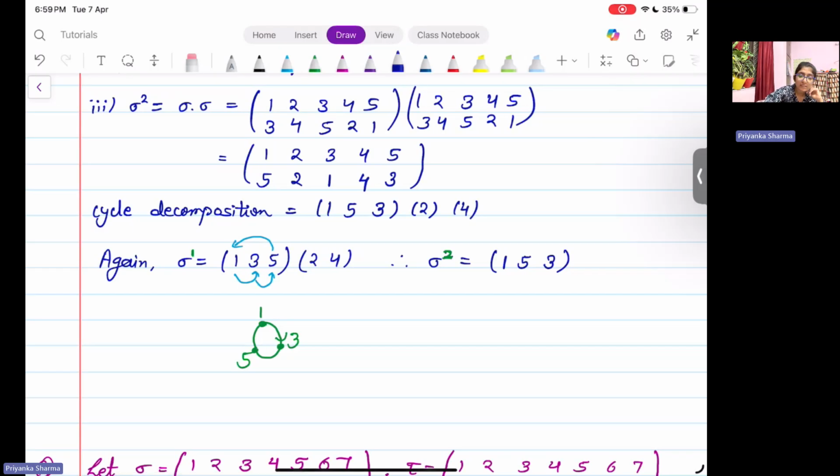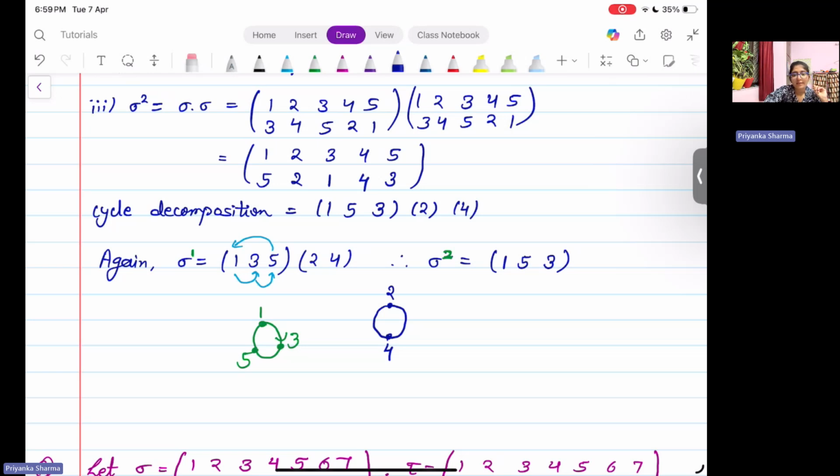Now what about this cycle, 2, 4? Here, actually, we have only two elements in the cycle, 2 and 4. So 2 is mapped onto 4. After 2, we have 4. After 4, we have 2. After 2, we have 4 again.